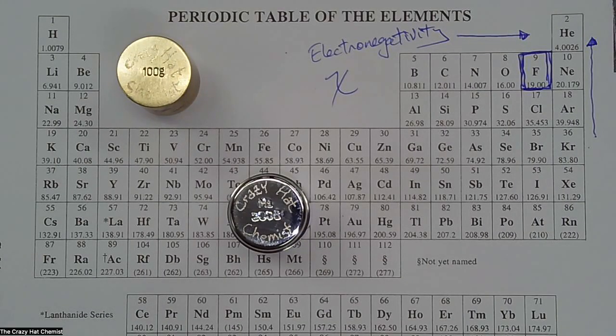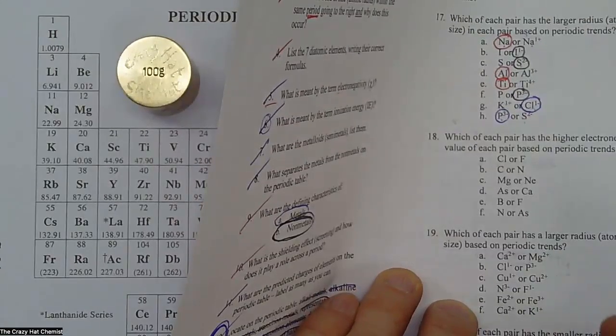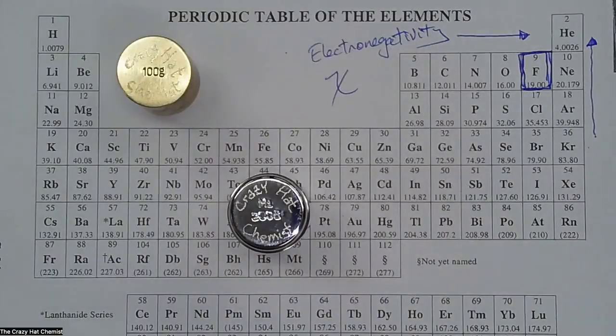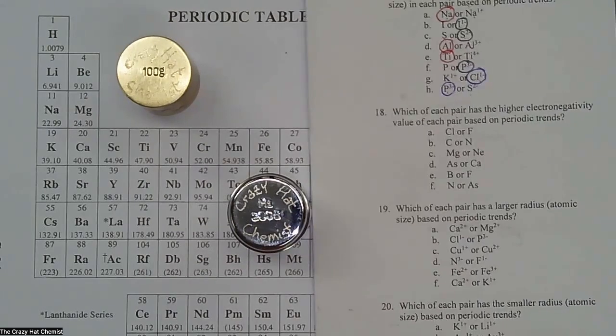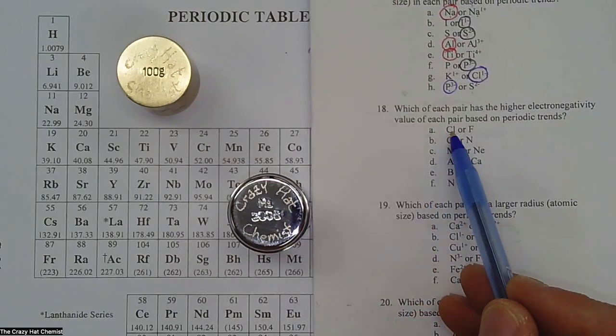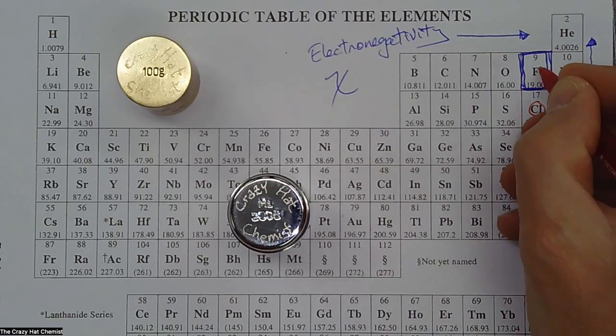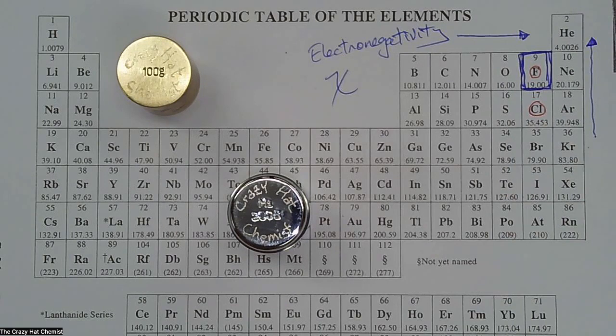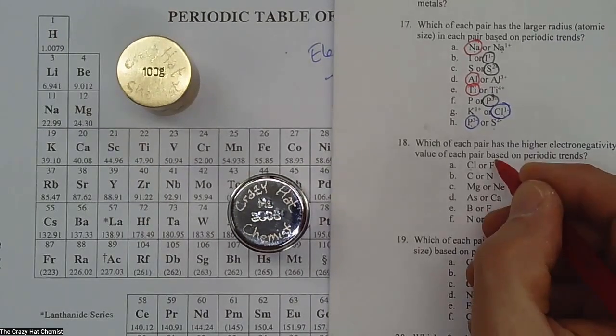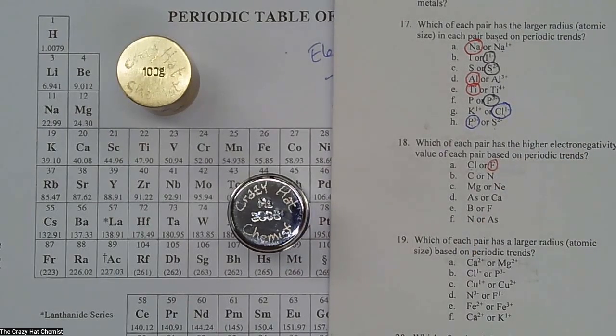Okay, so now that we have that trend in electronegativity, we can go back to our questions and see if we can answer this. So our first question is, let's see, I'm going to fold this over here just a little bit so that you can see that. Perfect. All right. So chlorine or fluorine? Which one has the larger electronegativity value? Well, fluorine is top dog in electronegativity, so it is most certainly fluorine. There's no doubt about that.